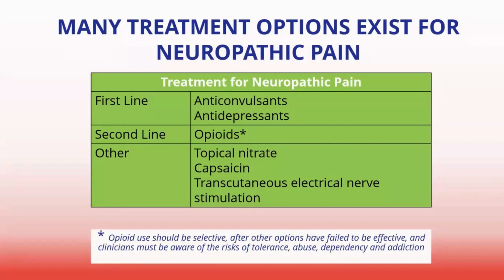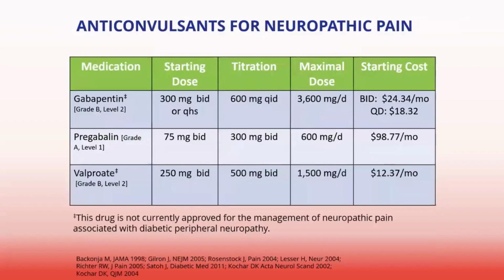The first line treatments, as we said, are anticonvulsants and antidepressants. Opioids come as a second line or second choice, together with other topical and alternative therapies such as topical capsaicin applications and TENS or transcutaneous electrical nerve stimulation and physical therapies. We'll go to the first line treatments, which are anticonvulsants.